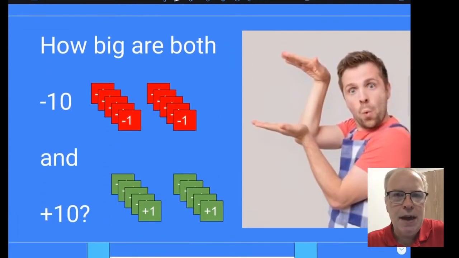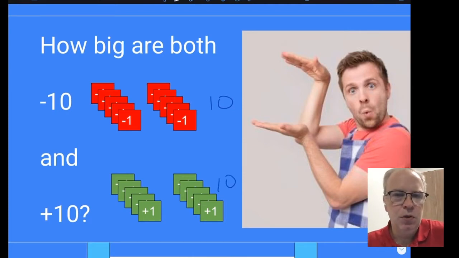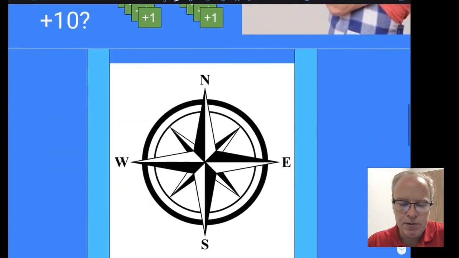So here we have the red and the green. These represent algebra tiles. Maybe you saw those in middle school or Algebra 1 when you took that. So how big are both of these? So how many red do we have? Well, there's 10. And how many greens do we have? We have 10. So if we don't care about the sign, sometimes the number can be useful here.